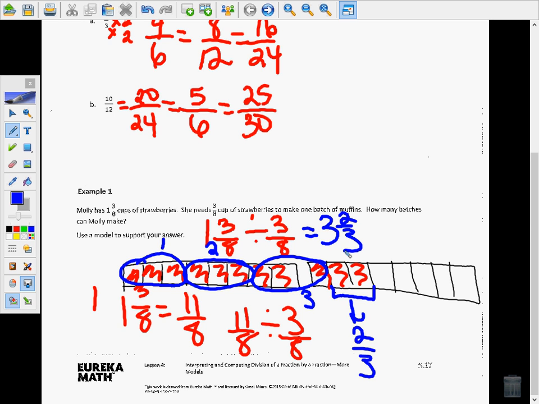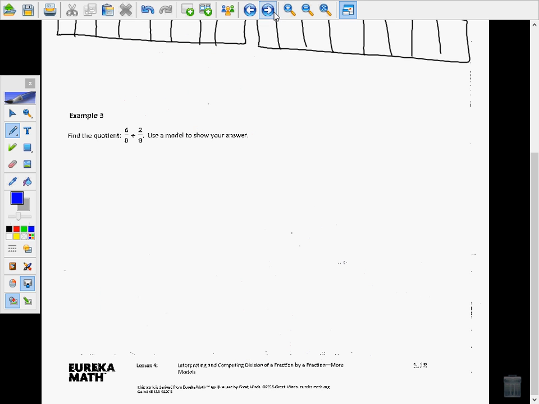Remember the other way we could do it? Yes, today we talked about how we could do common denominators, which we see here. We could rewrite this as 11/3, which is the same thing as 3 and 2/3. Now let's take a look at the next example.